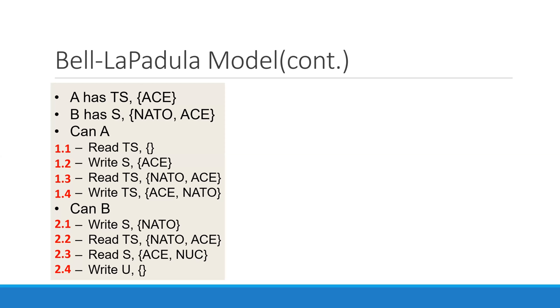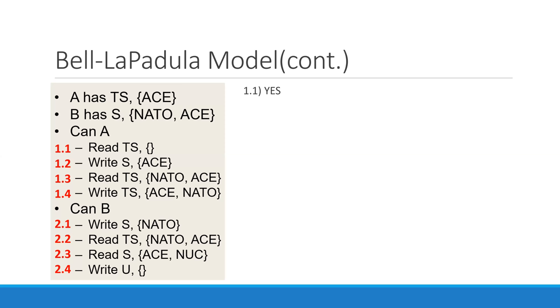Can A read a top secret document with no category classifications? Yes, it can. Since that document is at the same level as A's security clearance, top secret, and it doesn't require any categories to be viewed, A can read that file.